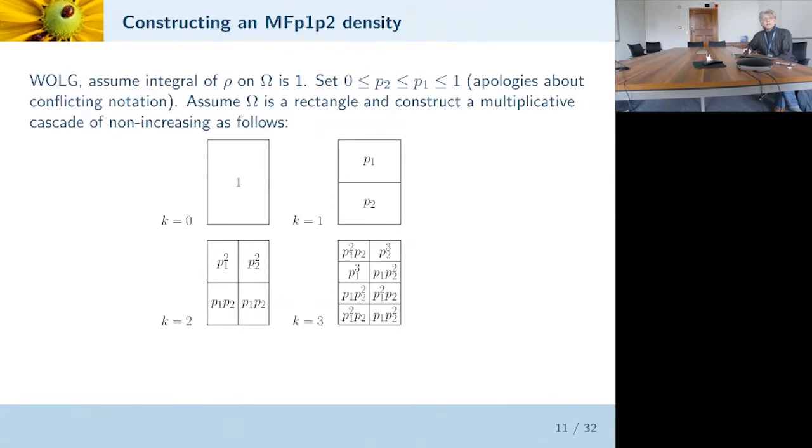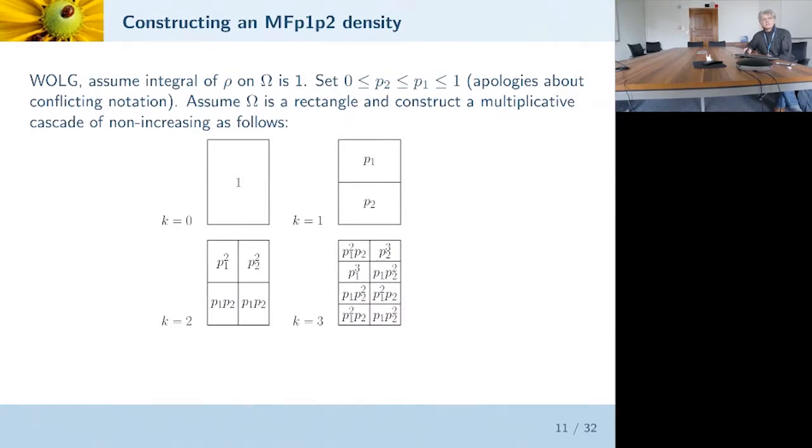So this is our initial omega with the integral equal to 1. We divide it into 2, and we multiply 1 by P1, and we multiply 1 by P2, and so this is the content on each of the two sub-rectangles. Then we multiply P1 by P2 and P1, so we get P1 squared and P1 P2, and similarly for P2 we multiply it by P2 and P1, and so we get P2 squared. And then we do the same.